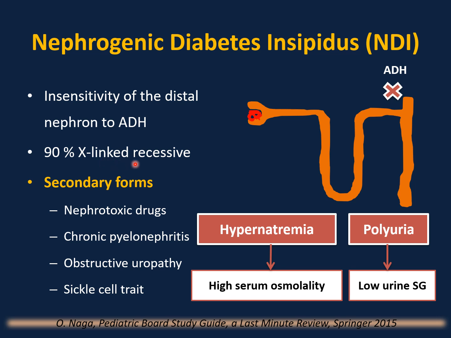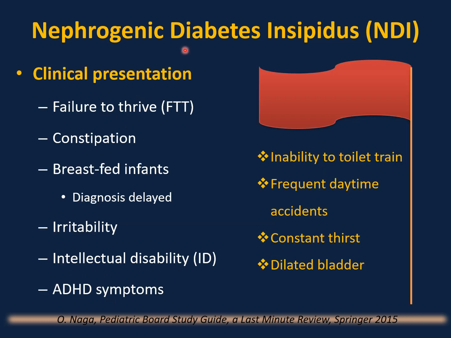90% of the cases are X-linked recessive. Secondary forms can be because of drugs or medication, nephrotoxic drugs, chronic pyelonephritis, obstructive uropathy, or sickle cell trait. It is very difficult to diagnose diabetes insipidus in general in infants and children because of non-specific presenting features like poor feeding, failure to thrive, irritability. So you need a high index of suspicion to be able to diagnose this disease.